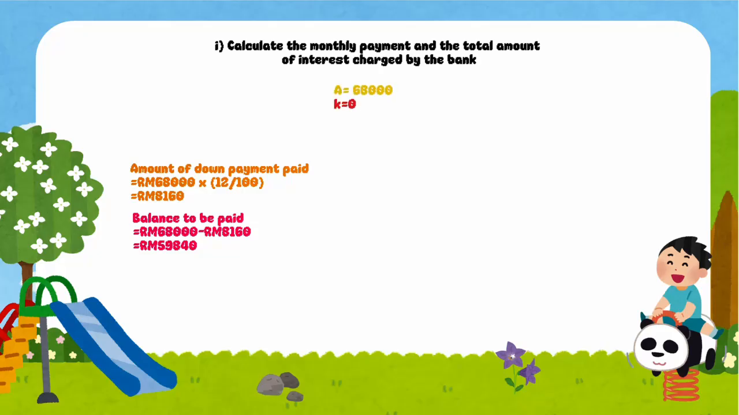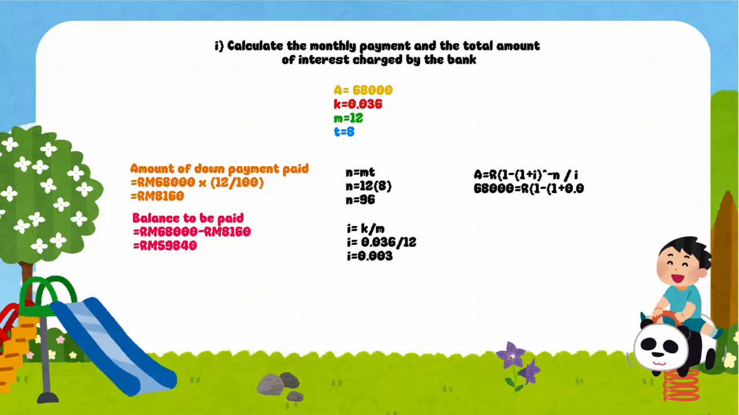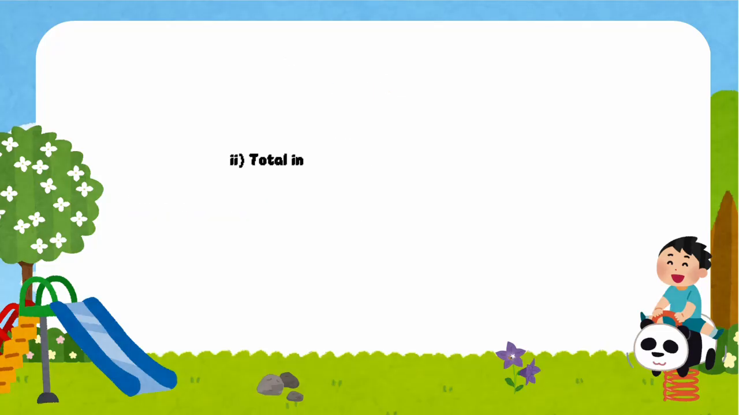So K equals 0.036, M equals 12, T equals 8, N equals 96, and I equals 0.003. So 68,000 equals R times (1 minus (1 plus 0.003) to the negative exponent) over 0.003, which results in R equals RM 816.28. Find the total interest charged by the bank.